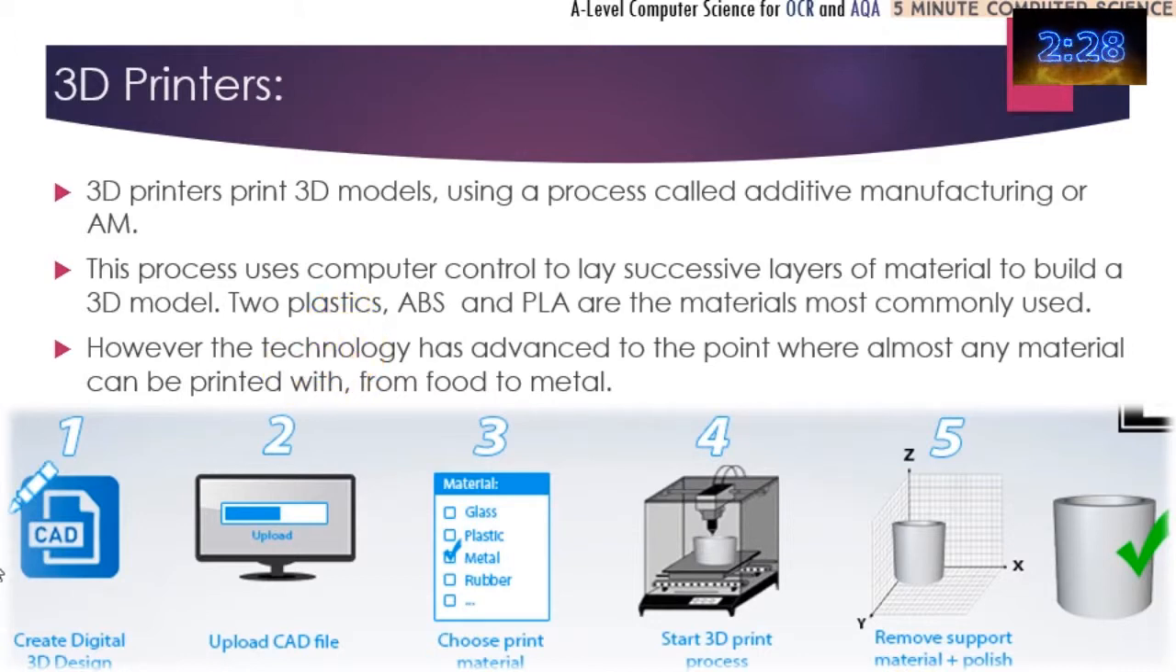So the idea is you have a CAD system, or a computer aided design system. You build a 3D model in the CAD system. You then upload it to the 3D printer, choose the material that you want. The 3D printer then builds the layers one at a time until the actual item has been produced. Dead easy, don't you think?